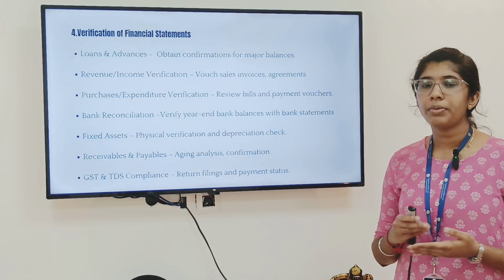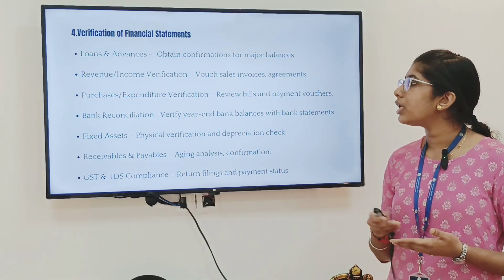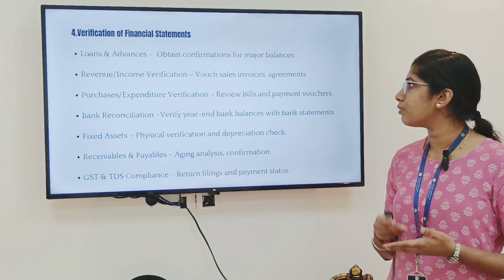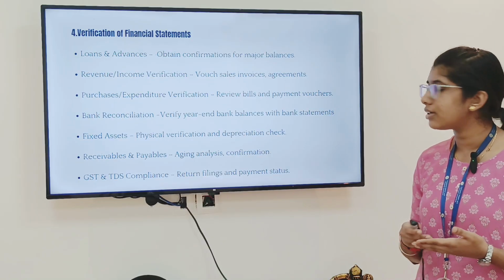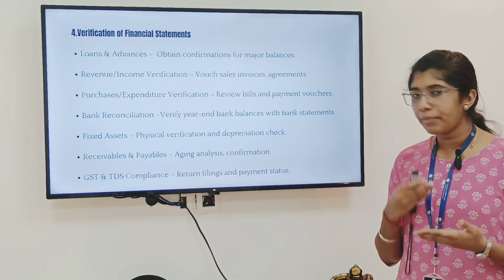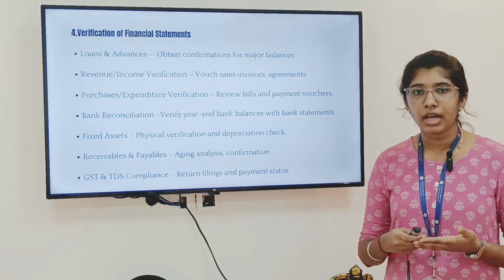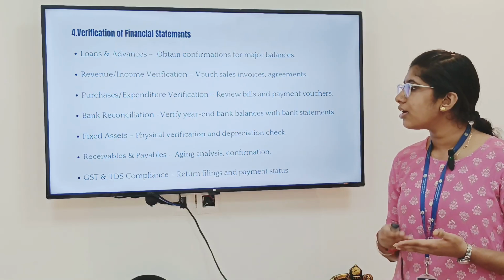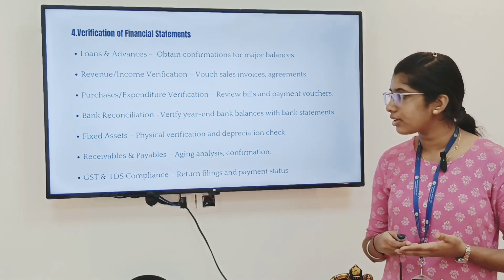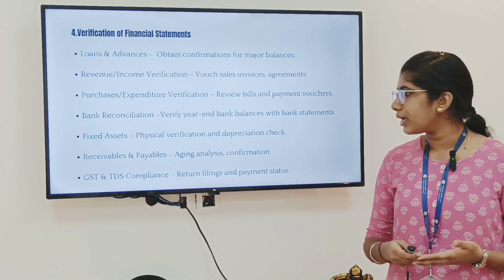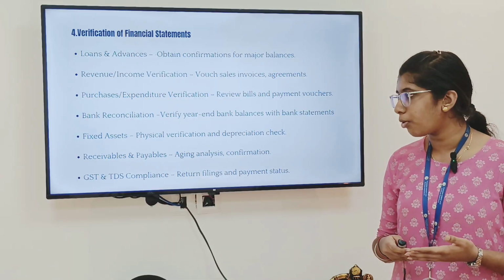Next, verification of the financial statement. Loans and advances: obtain an external confirmation for major balances. Revenue income verification: vouch the sales invoices, agreements, purchase expenditure. Review the bills, payment vouchers. Bank reconciliation statement: verify the year-end balances by obtaining the bank statements. Fixed assets: physical verification and depreciation check needs to be done. Receivables and payables: the aging analysis, the confirmation needs to be obtained.